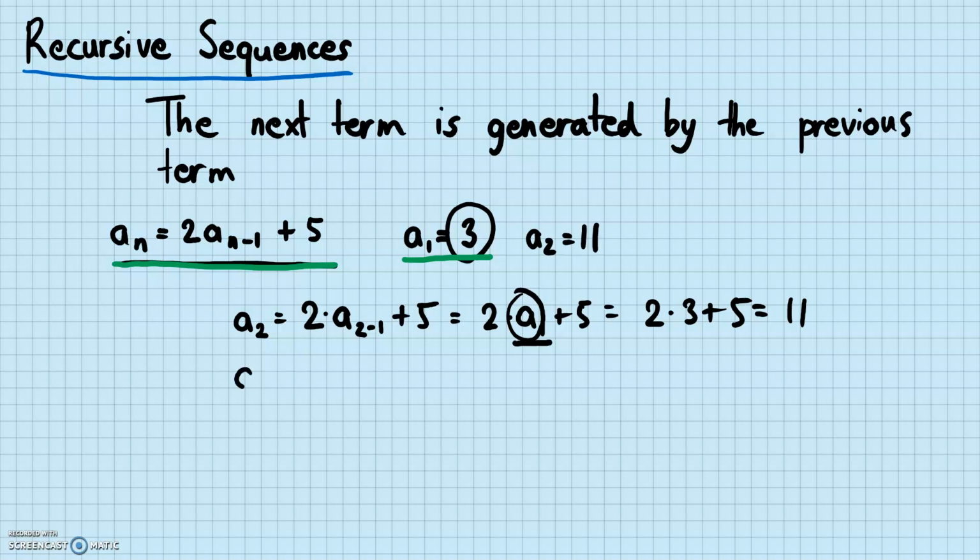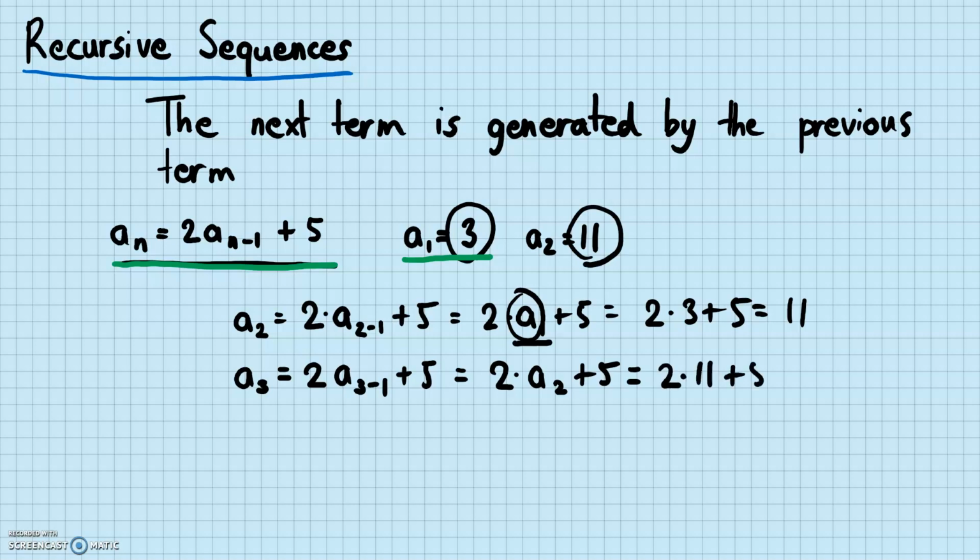Now let's try a sub 3. A sub 3 is going to equal 2 times a sub 3 minus 1 plus 5. That is going to equal 2 times a sub 2 plus 5. And a sub 2 is 11. Okay, see how it's helping us when you're listing all the previous terms? 2 times 11 plus 5, which is going to be 22 plus 5, which is 27. So you can find your next terms this way. A sub 3 equals 27.